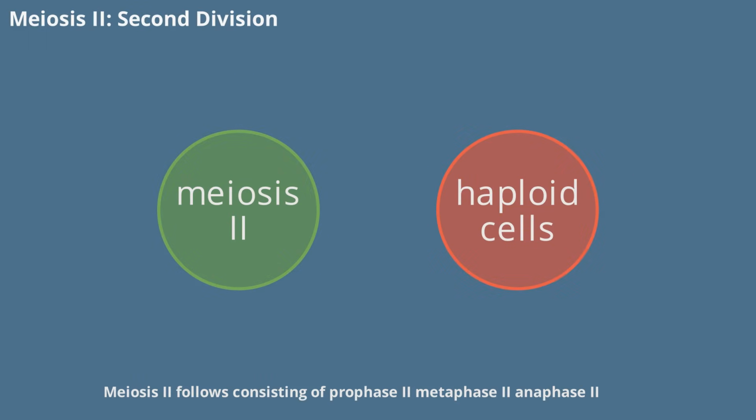Meiosis II follows, consisting of prophase II, metaphase II, anaphase II, and telophase II. These stages are similar to those in mitosis, but meiosis II starts with haploid cells. At the end, 4 new daughter cells are produced, each with a haploid number of chromosomes, ready for fertilization.